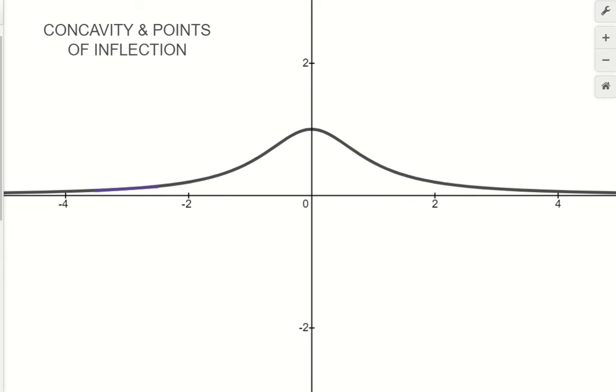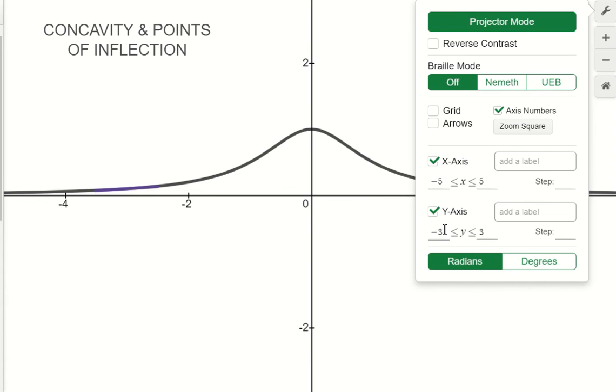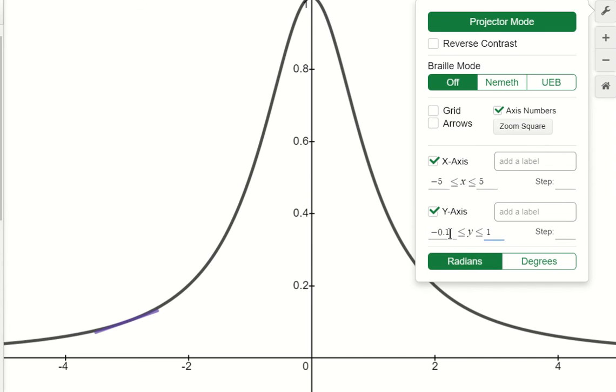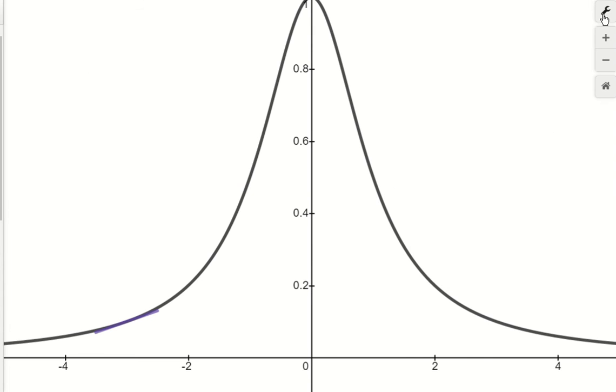The next graph was this one, and I discovered that while it was good for appearances, when I was actually going around to make this video, I realized that the scale wasn't the best for that. So I'm going to adjust the scale. And this might make it a little easier to see.